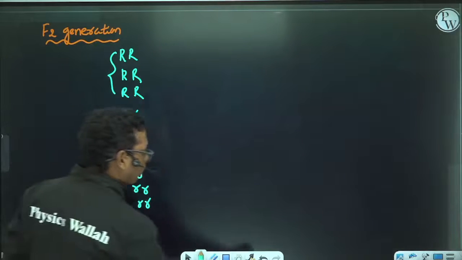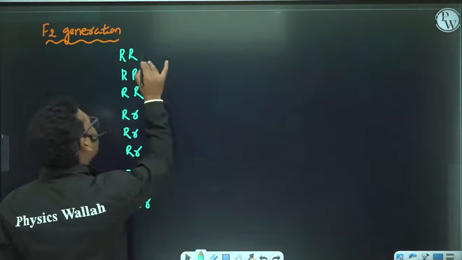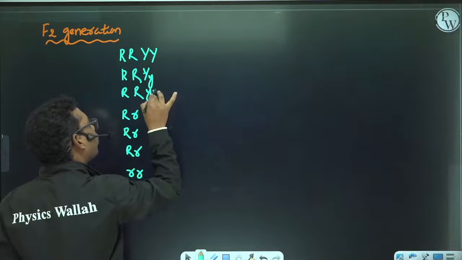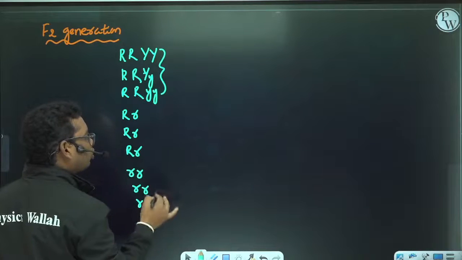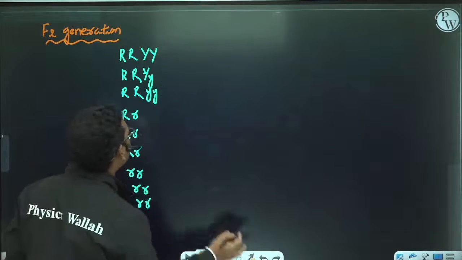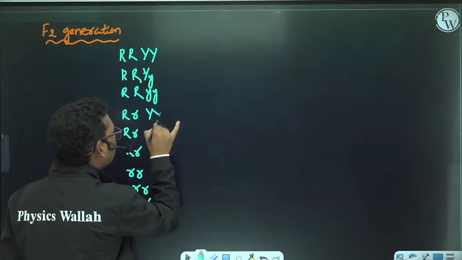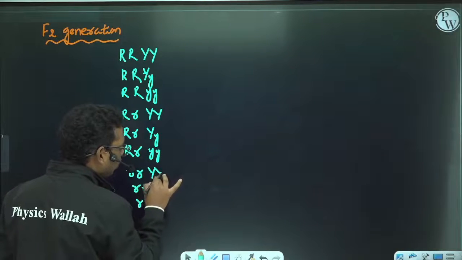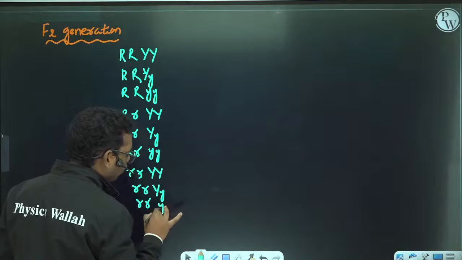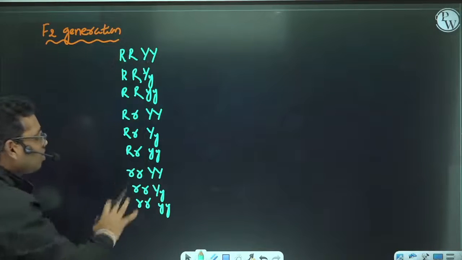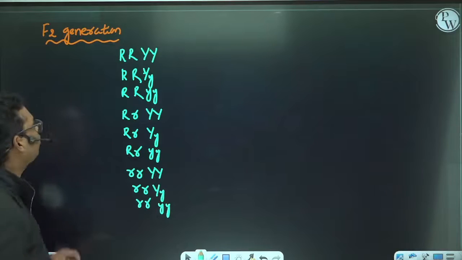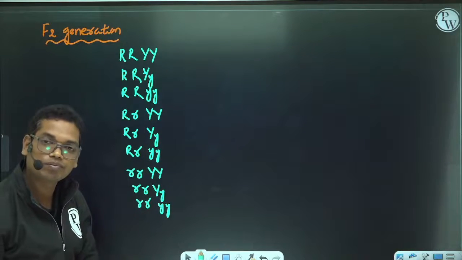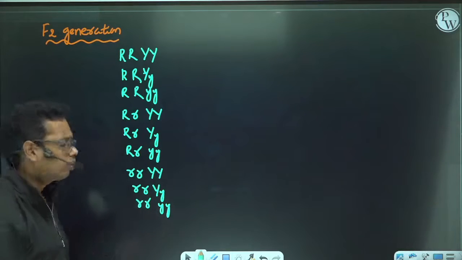Now you write capital Y, then capital Y, and small y. This pattern you have to follow here also. That means I have to write here capital Y, capital Y, small y. Here capital Y, capital Y, small y. So all these are the 9 genotypes which we will get in the F2 generation in dihybrid cross, if the genes are unlinked.